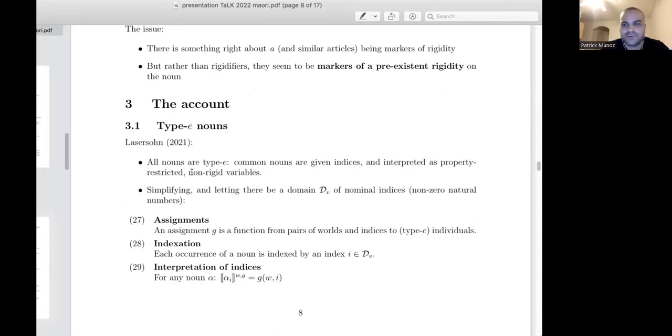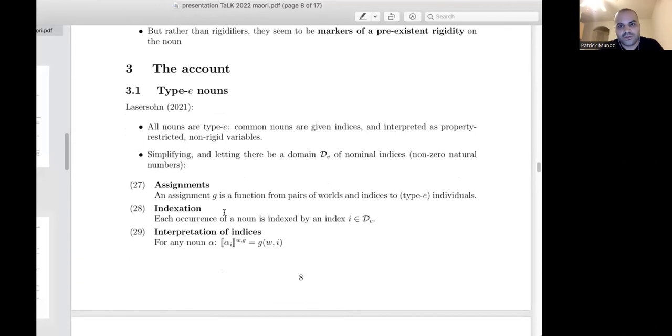There are technical reasons for this, but there's also a typological reason, which is the interesting one to me, which is that cross-linguistically, predicative nouns actually seem to be more marked than referential ones, right? And so he thinks you ought to take the baseline as type E. Very, very appealing for Maori because everything is in NP position, maybe except demonstratives, and then that includes pronouns and names and classically type E expressions, right? So what you do on this kind of approach is you say all common nouns are given indices and they're interpreted as property restricted, non-rigid variables. So variables differ by world. We're gonna have assignment functions.